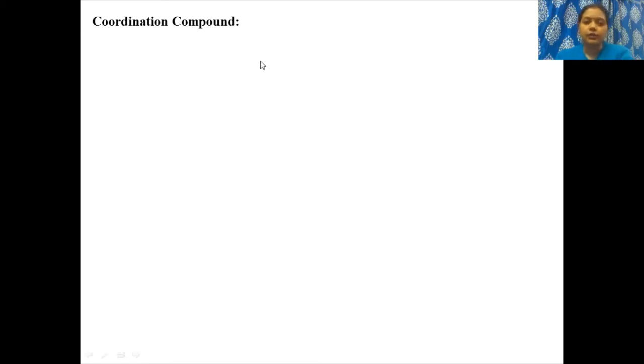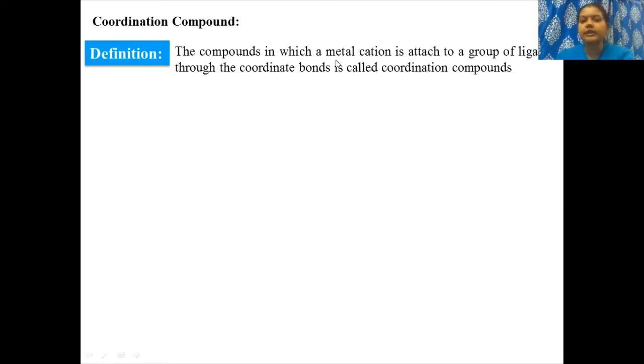Now, what is a coordination compound? The compound in which a metal cation is attached to a group of ligands through coordinate bonds is called a coordination compound. For example, M^n+ has a positive charge, which means it has a vacant orbital that can accept electrons. L is the ligand with a lone pair of electrons, which it donates to M to form a coordinate bond.